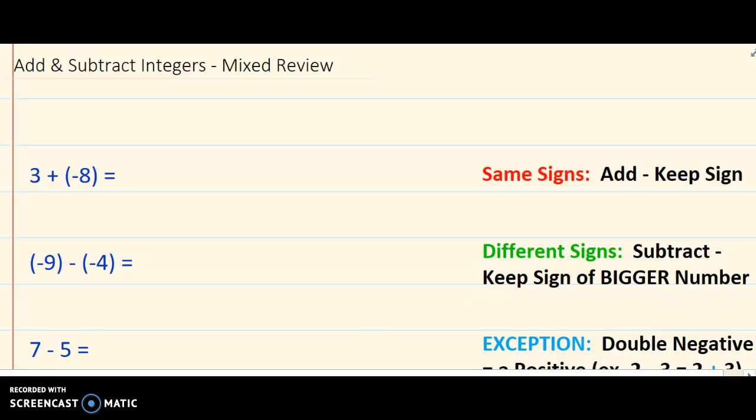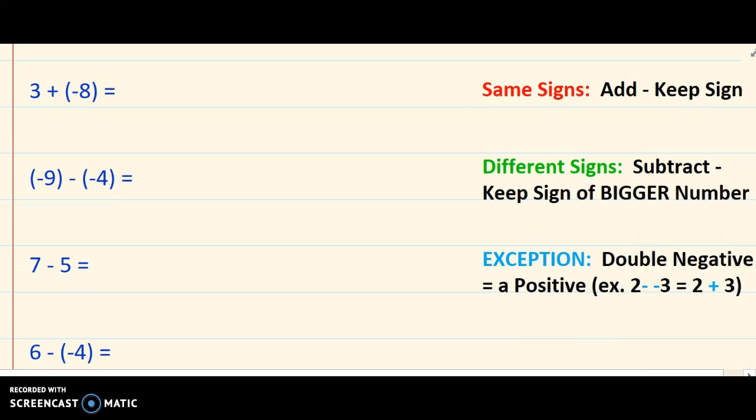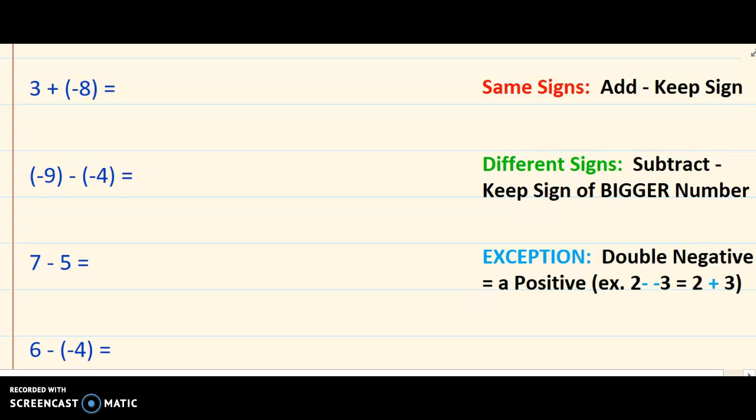All right, let's review adding and subtracting integers. Let me turn your attention over here to the right where it says these three rules. Same signs, you're going to add and keep the sign. Different signs, subtract, keep the sign of the bigger number. And the exception, which is the double negative, is equal to a positive.